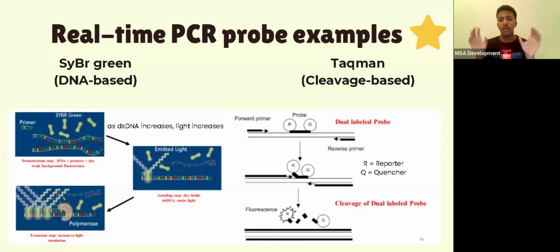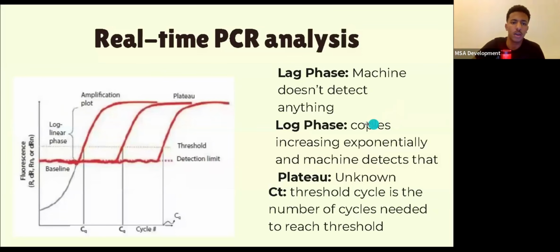But the moment they're separated, Q goes away and R goes away, R can actually shine. It can give off the fluorescence, and we can detect this fluorescence, okay? So if the probe has been broken, it means double-stranded DNA has been formed, and we can detect this fluorescence from R, okay?